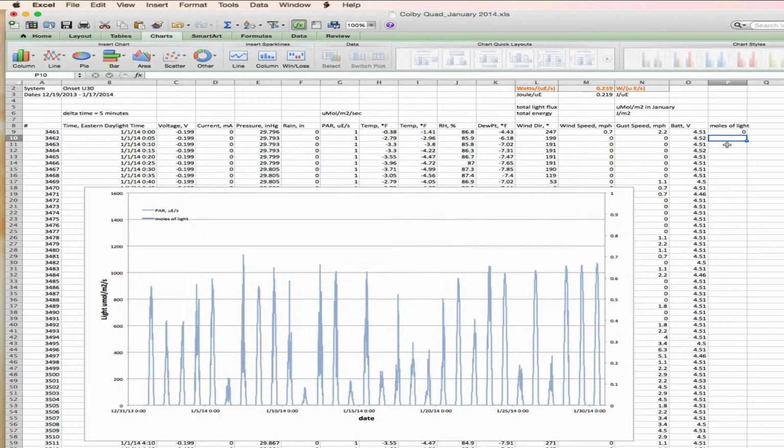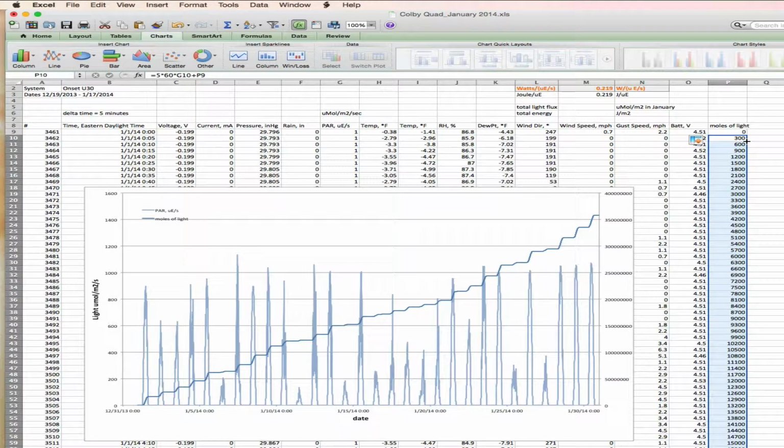So we'll start with 0, and we'll calculate the amount of light in the second rectangle. I'll zoom back to the right spot. And that's going to be equal to the time interval, 5 minutes, times 60, because there's 60 seconds in a minute, times the light flux, plus, because I want to add up all these rectangles, the rectangle that I started with. And now I'm simply going to fill down.